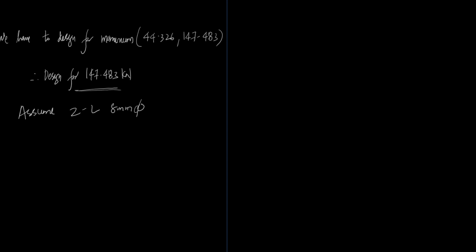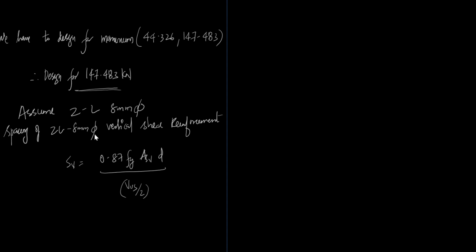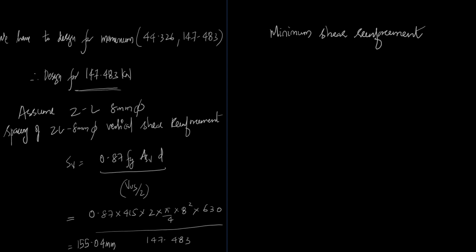So assuming 2-legged 8 mm phi stirrups for vertical shear reinforcement, I get the equation SV equal to 0.87 Fy ASV d divided by VUS by 2, where VUS by 2 is 147.483. So I'll get this value as 0.87 into 415 into 2 into pi by 4 into 8 square, that is your 2-leg stirrup, into 630 divided by 147.483. I'll get that value as 155.04 mm.